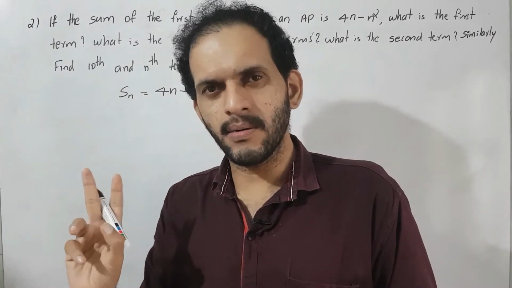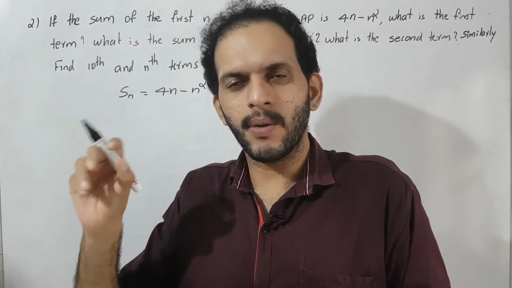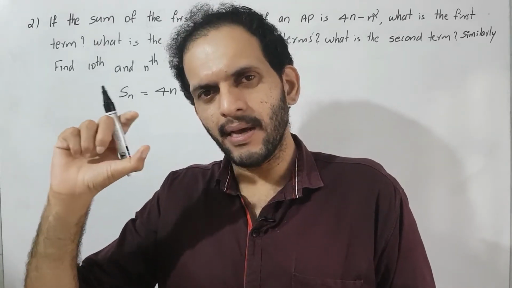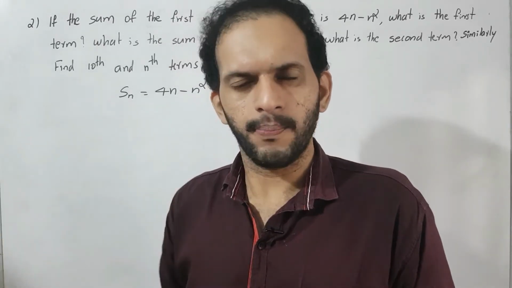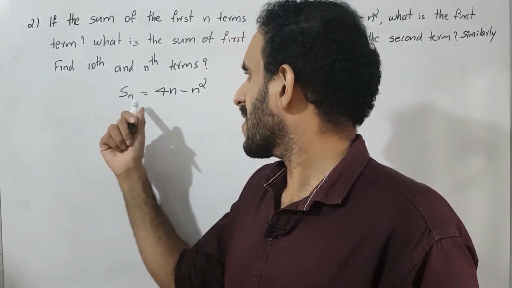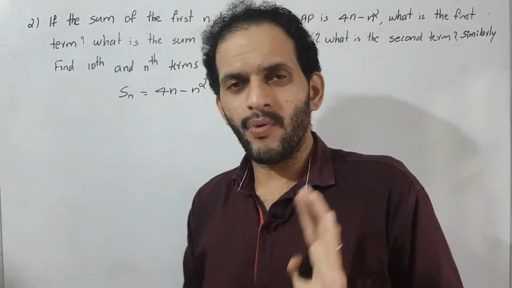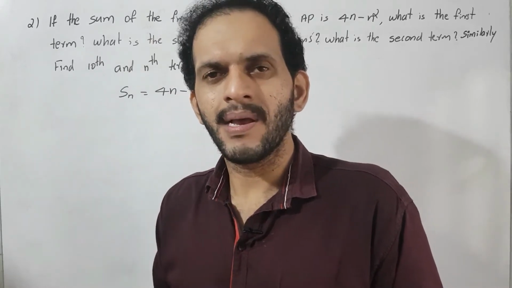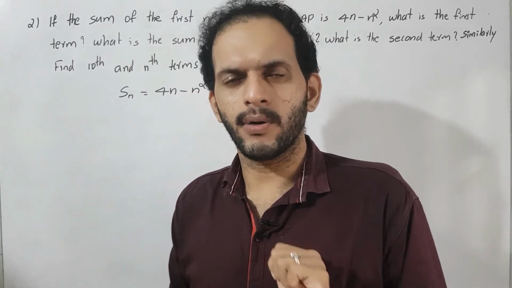Not as second term, it's a sum of first two terms. If we add the first two terms, we get the sum of the first two terms. If we substitute n is equal to 4, we get the sum of first 4 terms. When we add the first four, we get the sum.